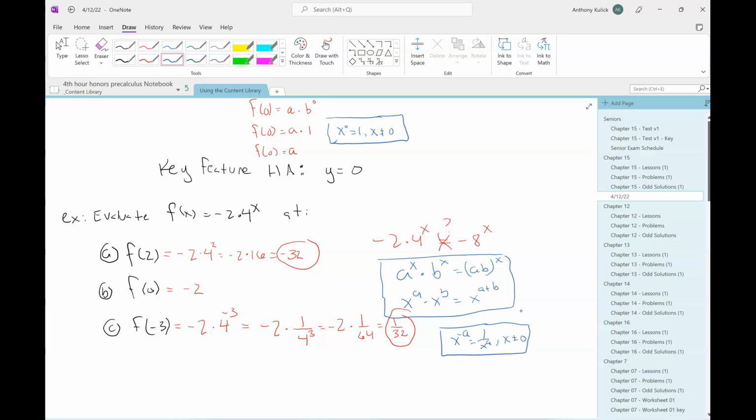Why can't x be 0? Oh, did I drop the negative? Thanks, Mackenzie. Is that what you're going to say? Yeah. Yeah, sure. Get that in there.